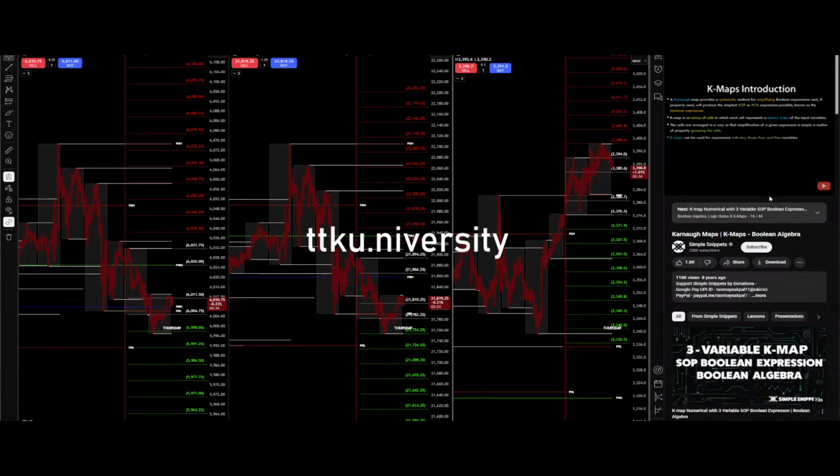K-maps can be used with 2, 3, 4 and 5 variables. Beyond that, we have different techniques. Now the number of cells in a K-map is equal to the total number of possible input variable combinations. That is, if there are 3 variables, the number of cells would be 2 raised to 3, that is 8. So let's have a look at these K-maps.